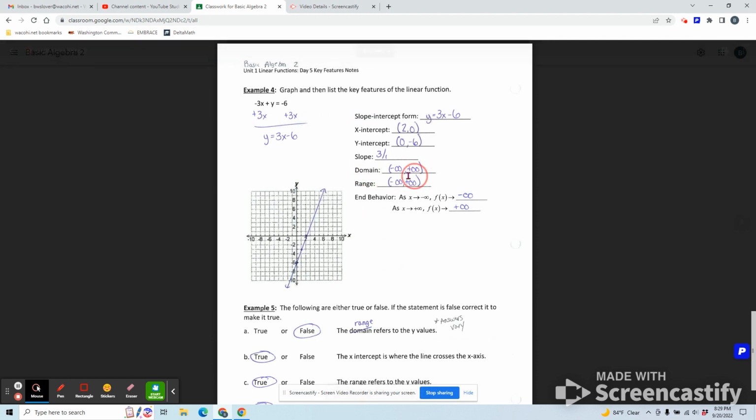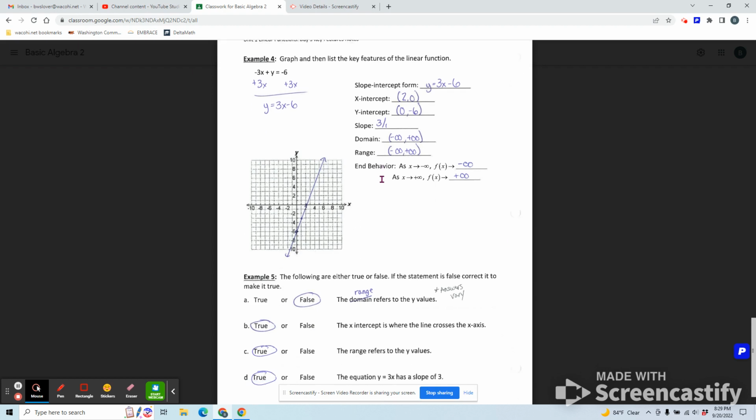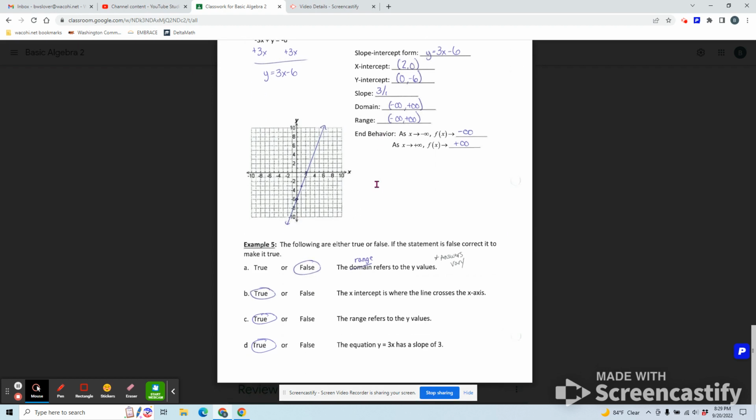Notice your domain and your range are not changing from problem to problem. They are still negative infinity to positive infinity, because your x and y could be anything, and you could have your graph existing at any x or y value. And then at the bottom is just some true or false.